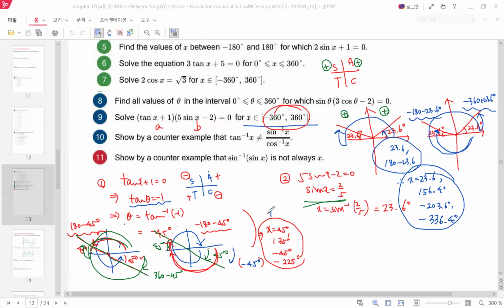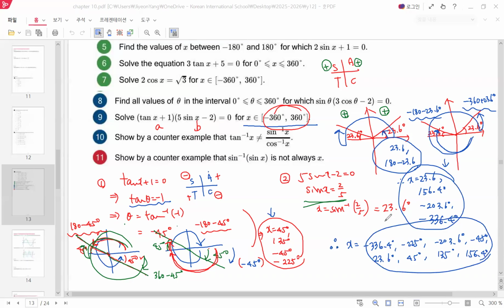So 4 solutions from equation 1, 4 solutions from equation 2. Therefore, the total answer should be x equals, let's write down from the negative: minus 36.4, minus 225, minus 203.6 and minus 45 degrees. Positive direction: 23.6, 45, 135, and then 156.4. Total 8 solutions satisfy this equation.